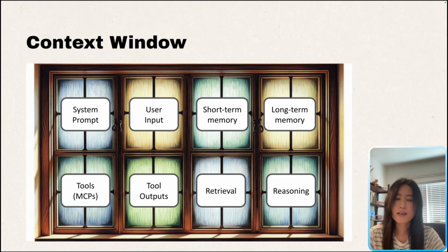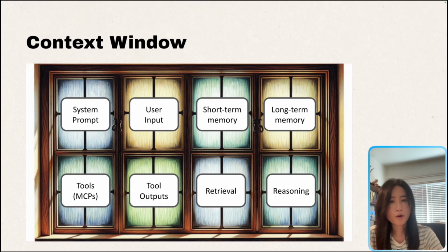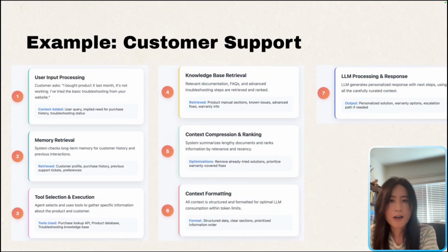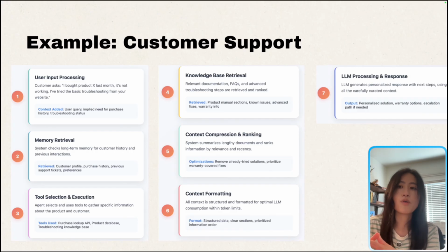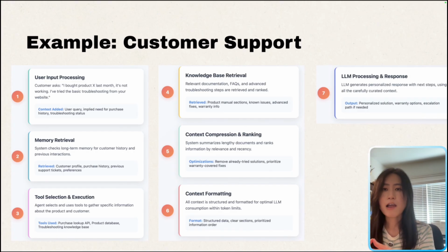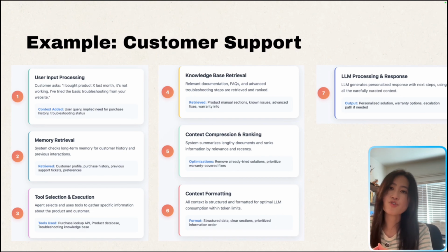Last but not least, some of the models have reasoning capability, and the model's thinking tokens are also within the context window. Let me give you an example of a typical customer support application. For example, the customer might ask, I bought product X last month and it's not working. I've tried the basic troubleshooting from your website.